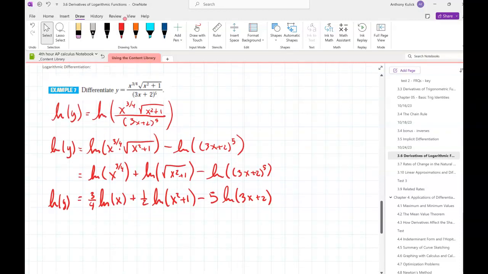Now let's take the derivative of both sides. What do I get when I take the derivative of the natural log of y? I get 1 over y times dy dx, right? And what do I get when I do the derivative of 3/4 natural log of x?